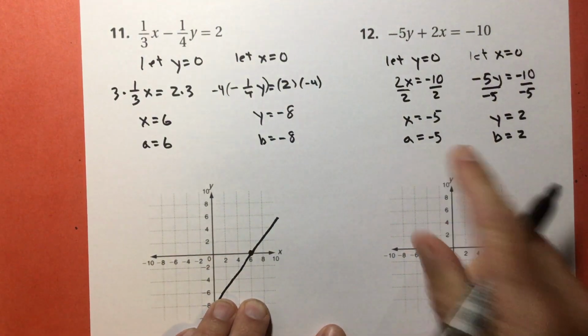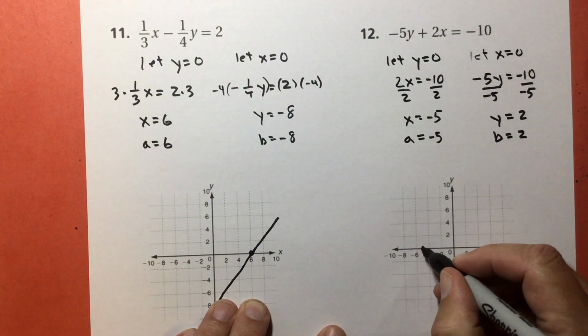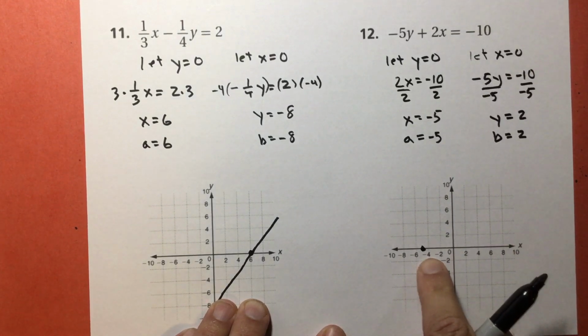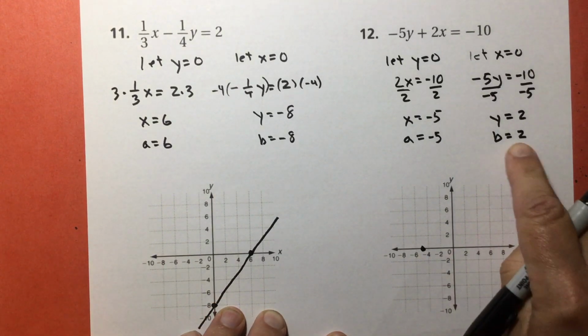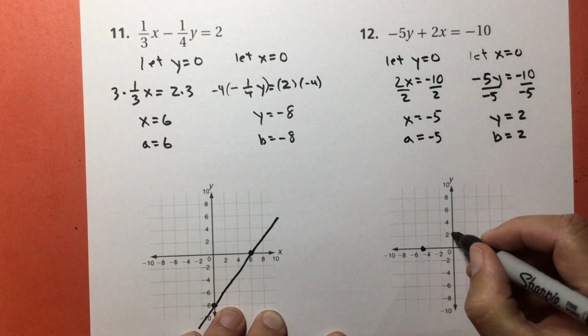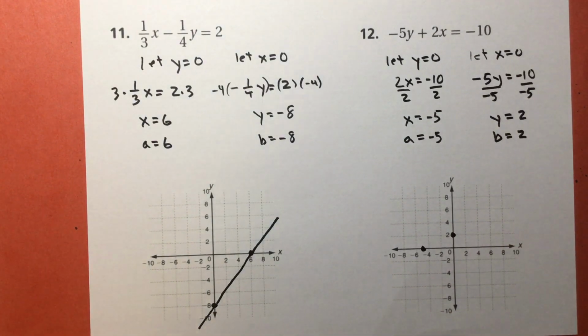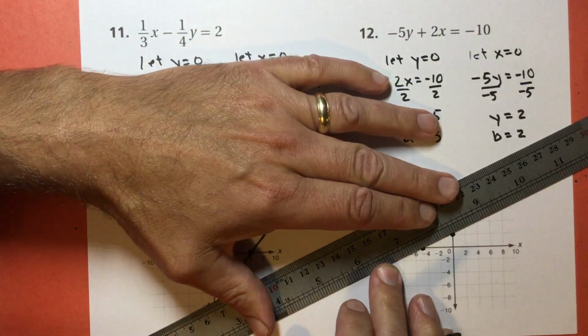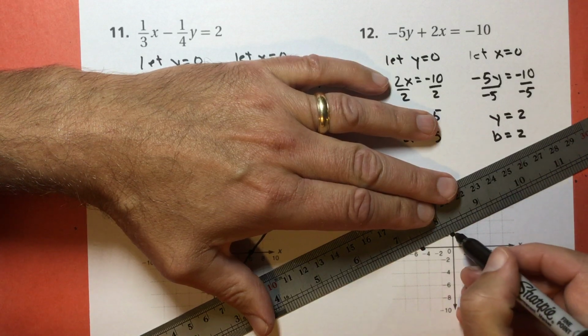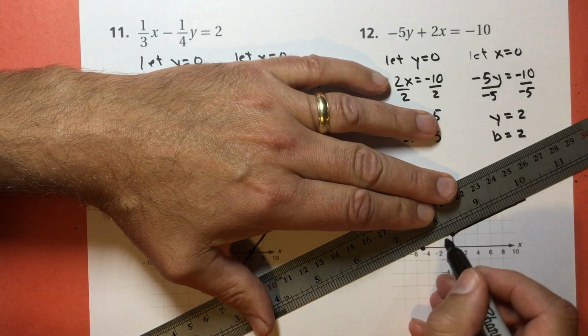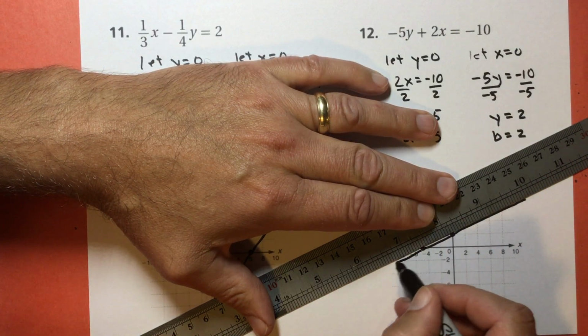So my x-intercept is negative 5, which is right here. Notice it's on my scale, between the negative 4 and the negative 6. And my y-intercept is 2, which is right here. And I'm going to draw the line that's between them. Just like that.